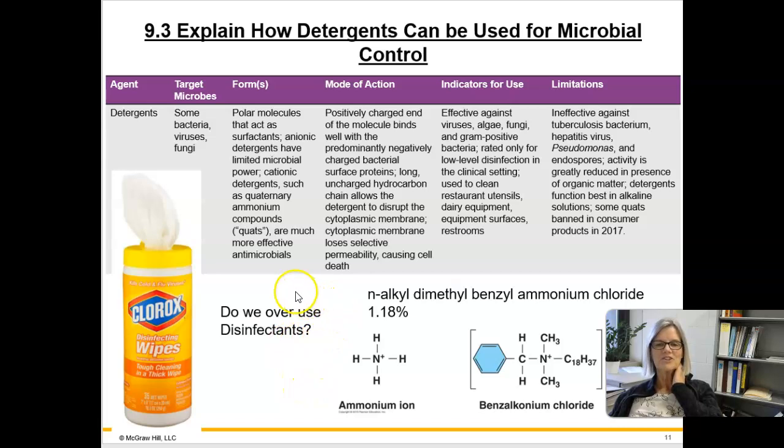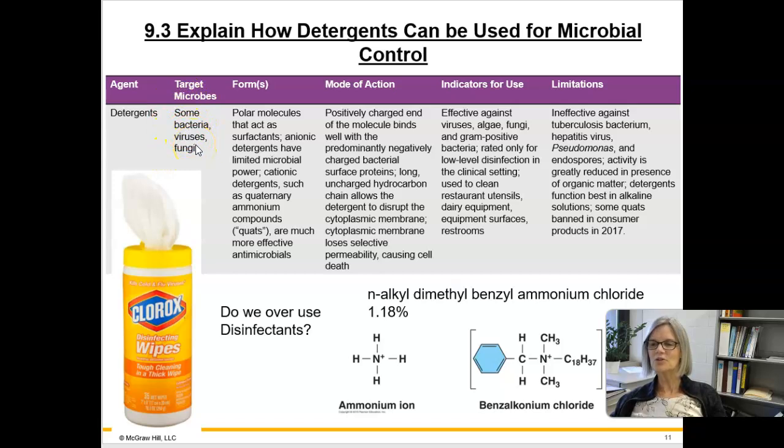I put right here, do we overuse these disinfectants? How many times would soap just be enough to just rinse away the dirt and the microbes? Do we really need to add more chemicals to disinfect? And there's actually people that talk about reducing our use of quats, because why should we use these chemicals when we don't have to? Let's see, it says they're effective against some bacteria, viruses, and fungi.